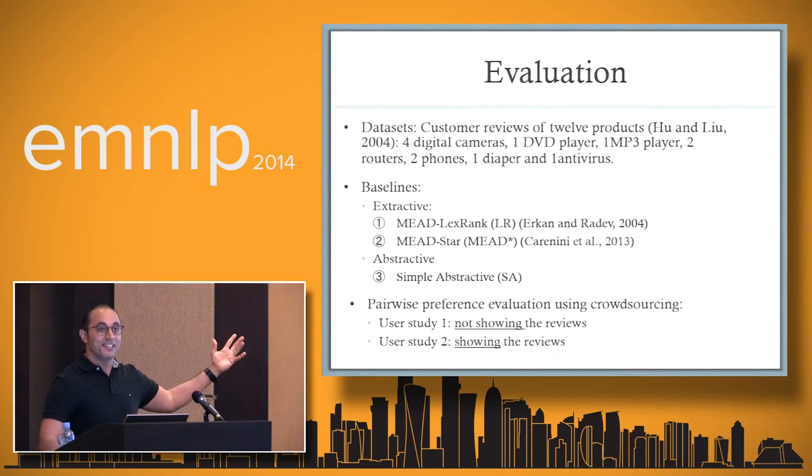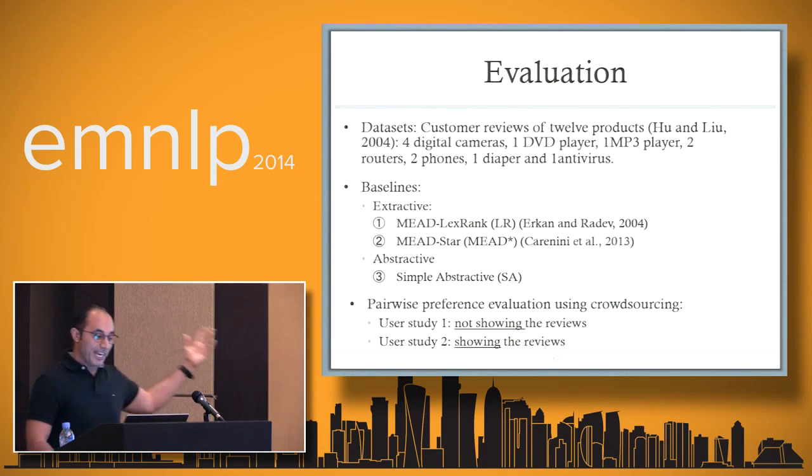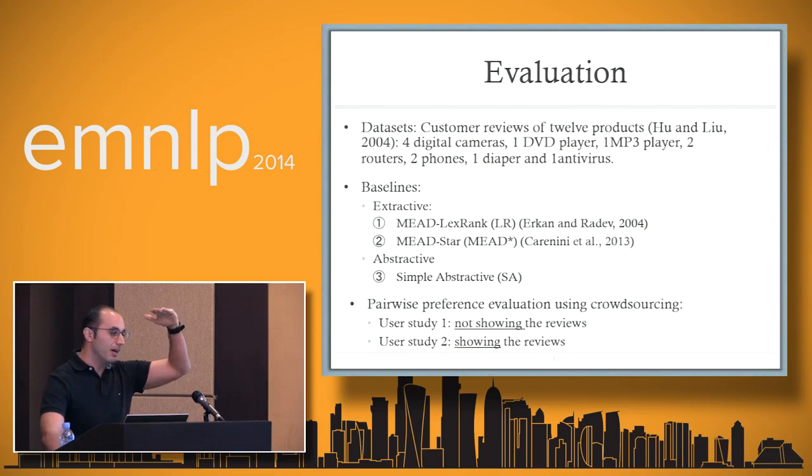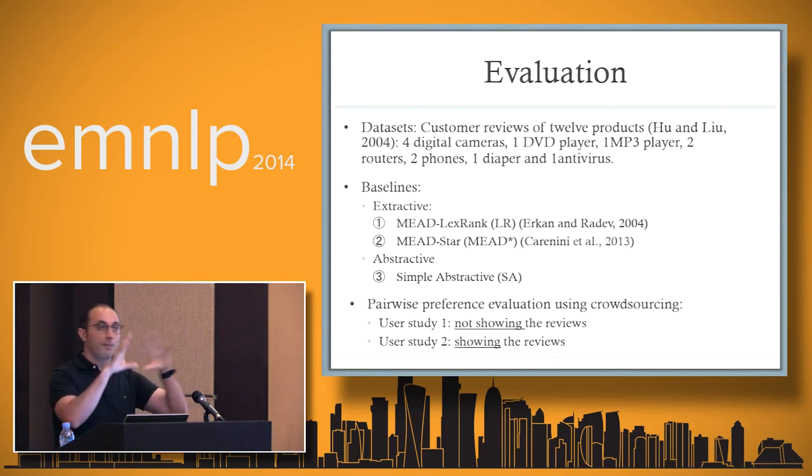We evaluate our systems on a data set consisting of 12 different products. We have 3 baselines. 2 of them are extractive. One of them is a state-of-the-art extractive summarization system for reviews. And one is a very simple abstractive baseline. So we try to rank our aspects based on their importance, and we choose only quantifier and polarity verb, and then we generate a simple abstractive summary.